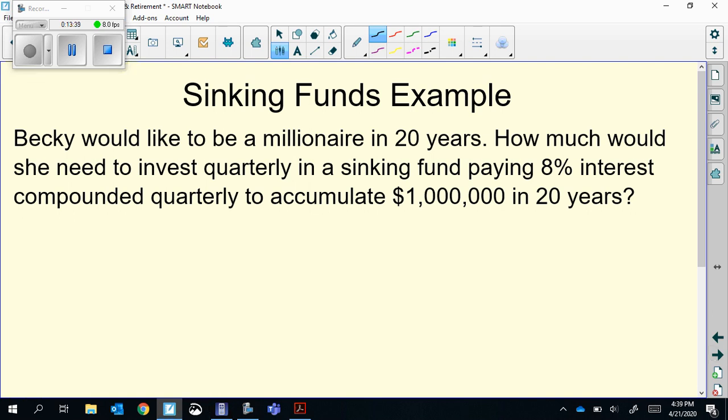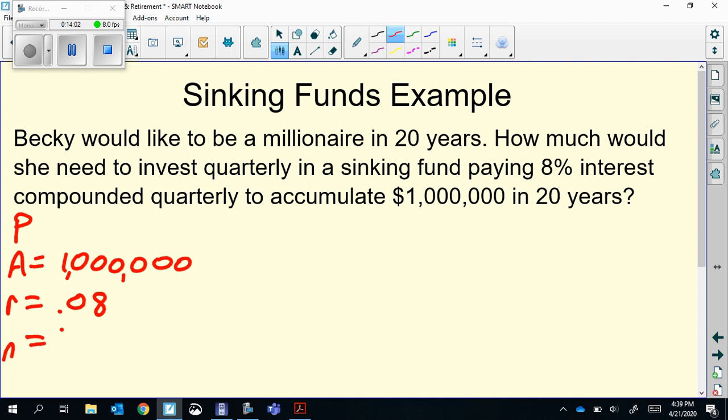Becky wants to be a millionaire in 20 years. Good idea. How much would she need to invest quarterly into a sinking fund paying 8% interest? So she wants 1 million. The rate is 8%. Compounded quarterly, that's 4 times. And it said 20 years.